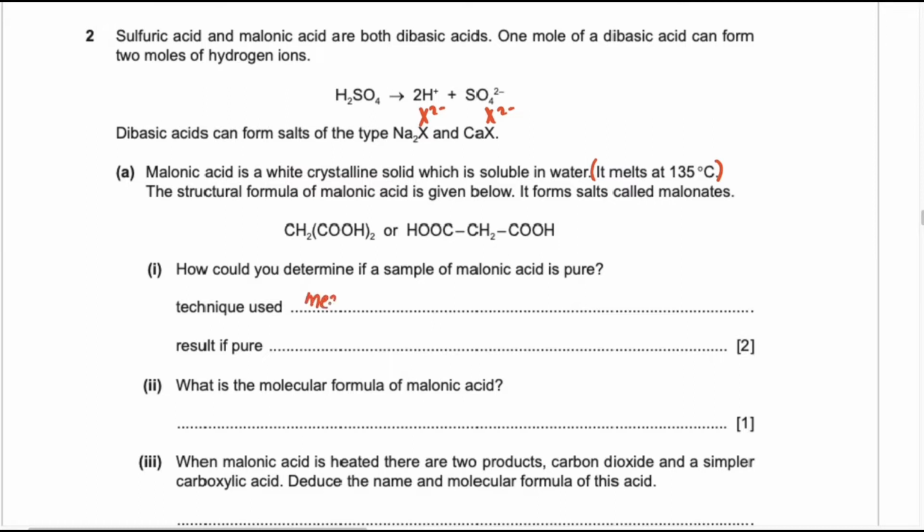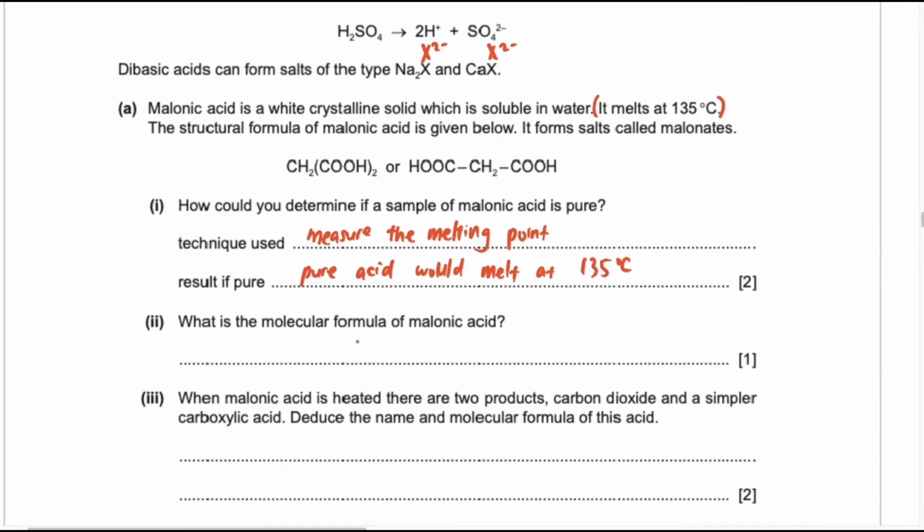We measure the melting point. If the result is pure, that means pure malonic acid would melt at 135 degrees Celsius. What is the molecular formula of malonic acid?